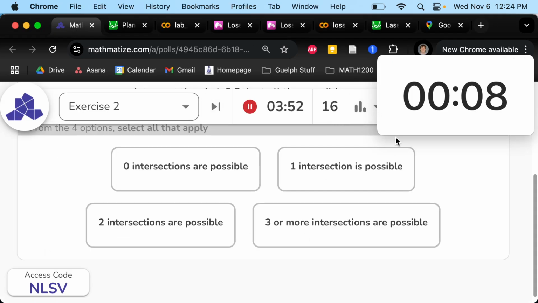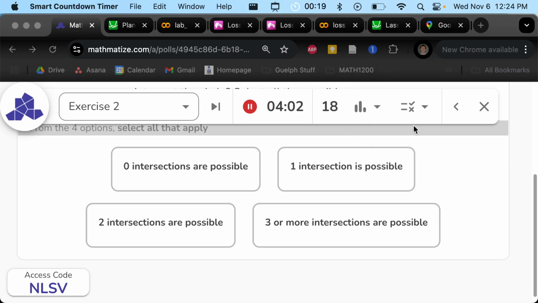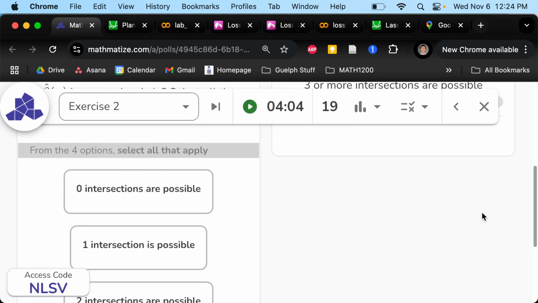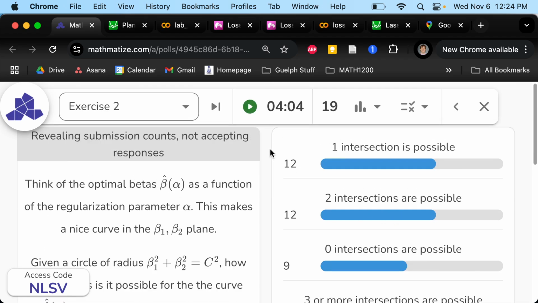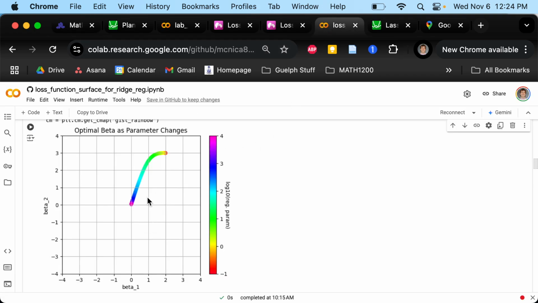Okay, just a couple people have not yet answered. All right, let's take a look. Okay, 19 people answered. 12 people said 1 intersection is possible. This is definitely true. This is what we saw in the picture. So if you draw a circle of radius 1 around here, it intersects this curve 1 time. 1 is definitely possible.